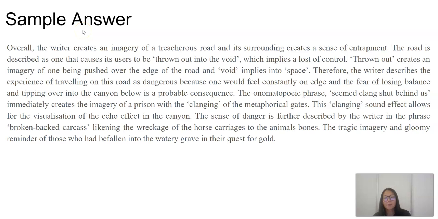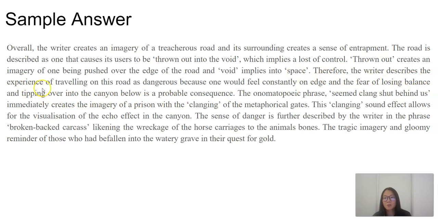Okay, so putting it all together, remember we always start with an overall. Overall, the writer creates an imagery of a treacherous road, and its surroundings create a sense of entrapment. So I've decided to include the words "treacherous road" and "entrapment" in my overall. The road is described as one that causes its users to be thrown out into the void, which implies a loss of control. Thrown out creates an imagery of one being pushed over the edge of the road, and void implies into space.